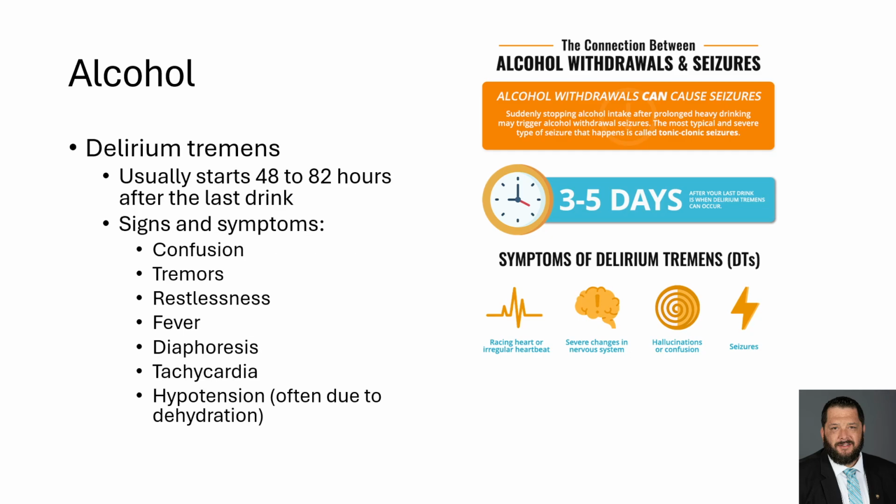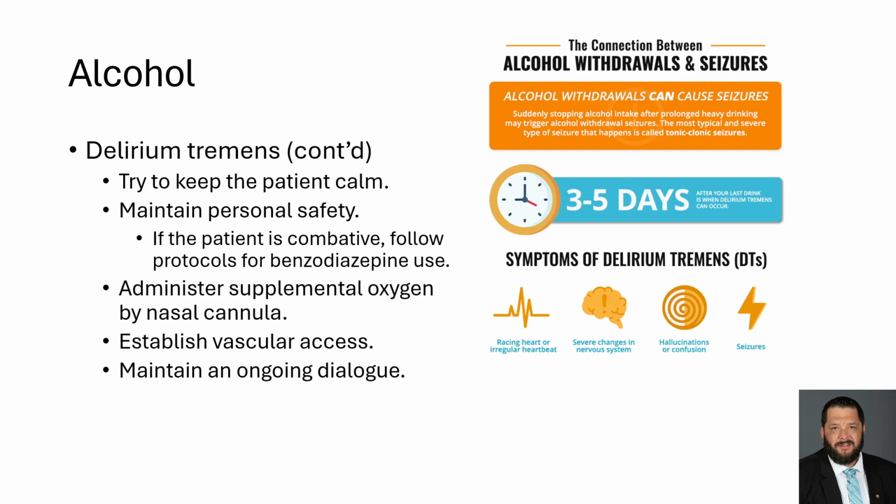Delirium tremens usually starts within 48 to 82 hours after the last drink. These signs can be a bit more intense for the patient and typically include things like tremors, restlessness, fever, tachycardia, hypotension secondary to dehydration, along with tremors and confusion. Try to keep the patient calm if they're experiencing delirium tremens.